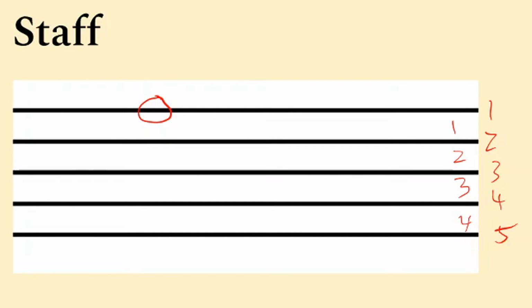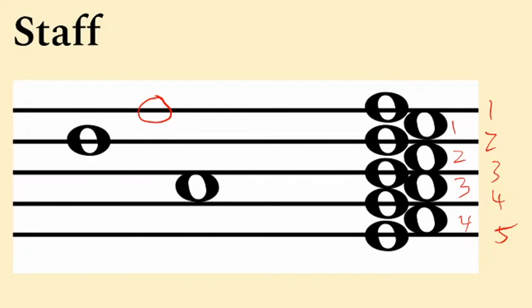A note can either be on a line or in a space. As you can see, 5 lines and 4 spaces means 9 possible places that a note can be written. But wait, you may be saying, my instrument can play more than 9 notes. This is where clefs come in. Clefs indicate what range a note is in. Since musicians use multiple clefs, this is how we can notate a huge range of pitches.